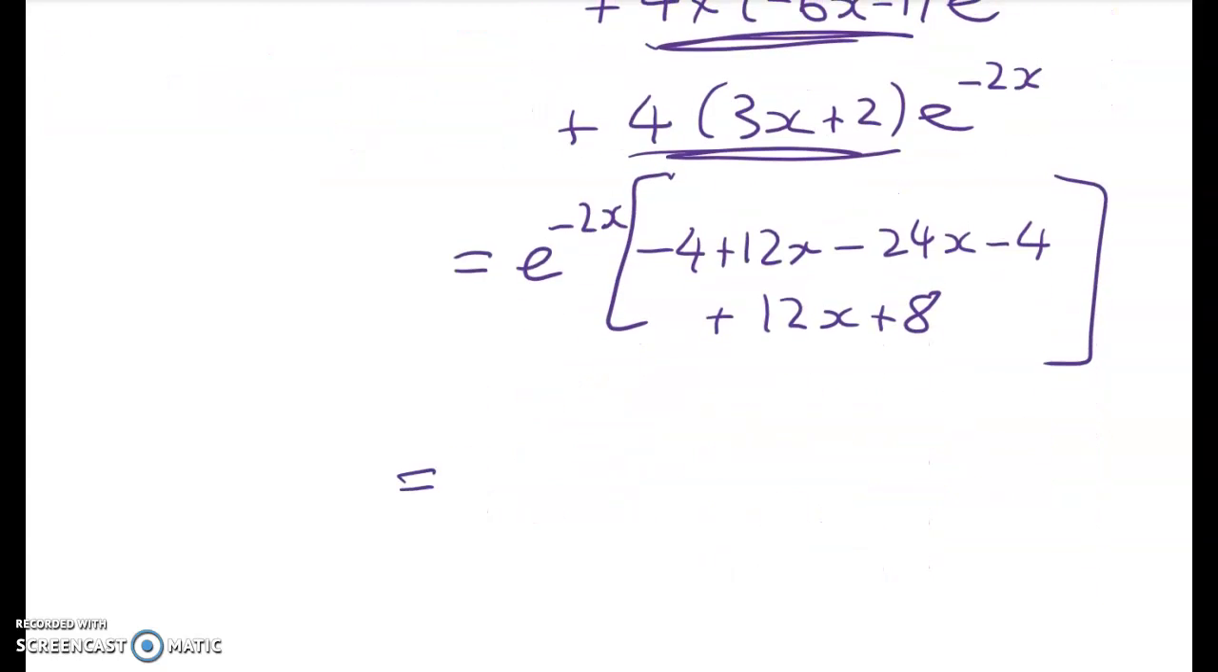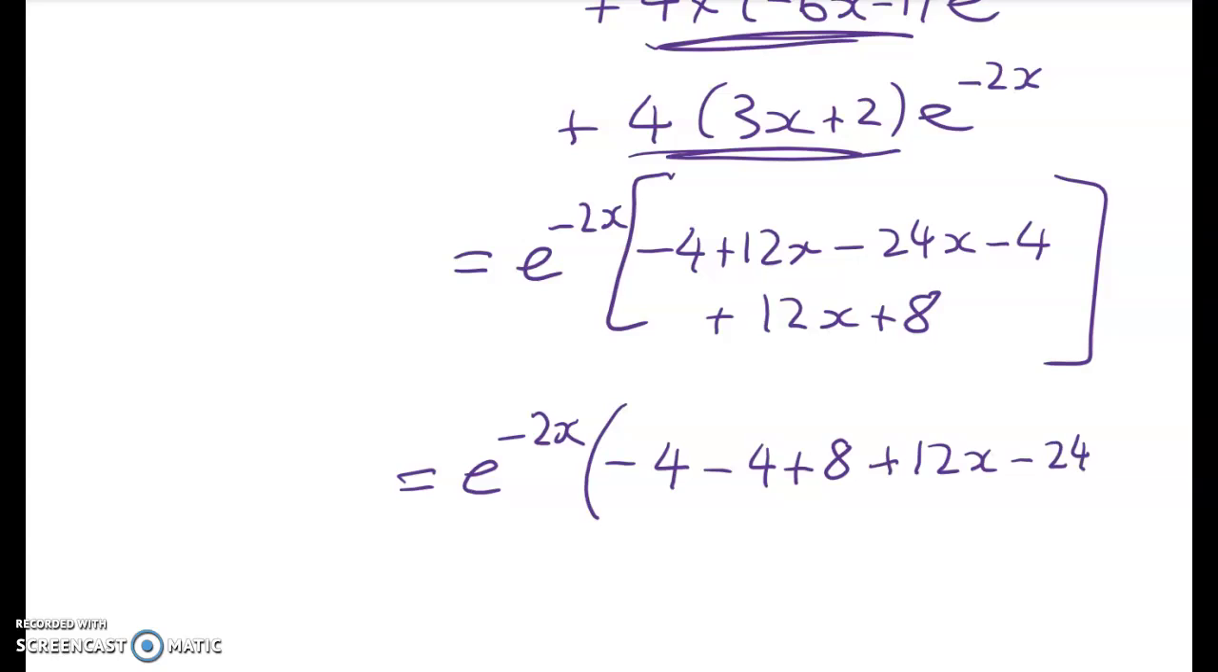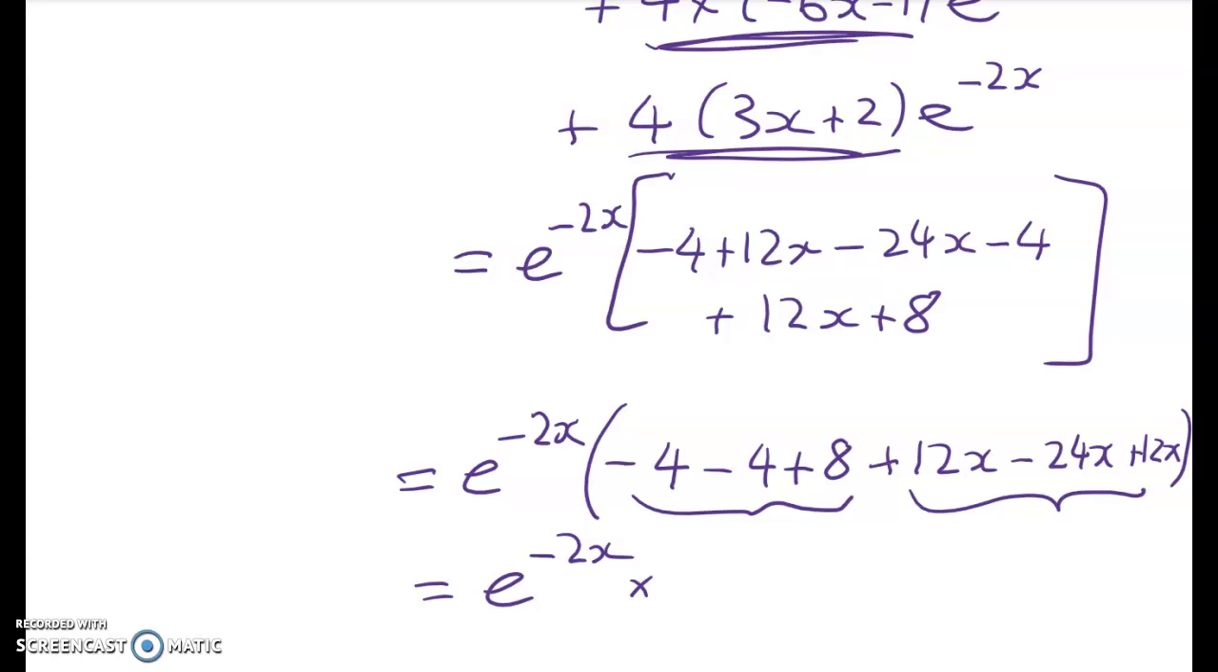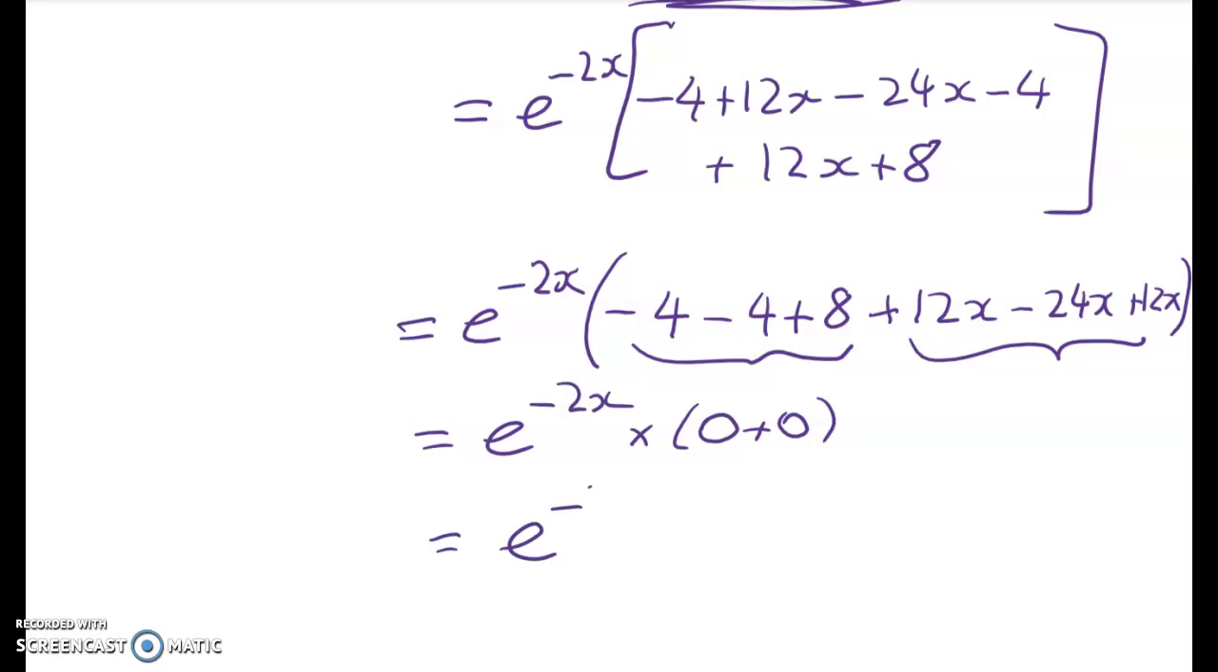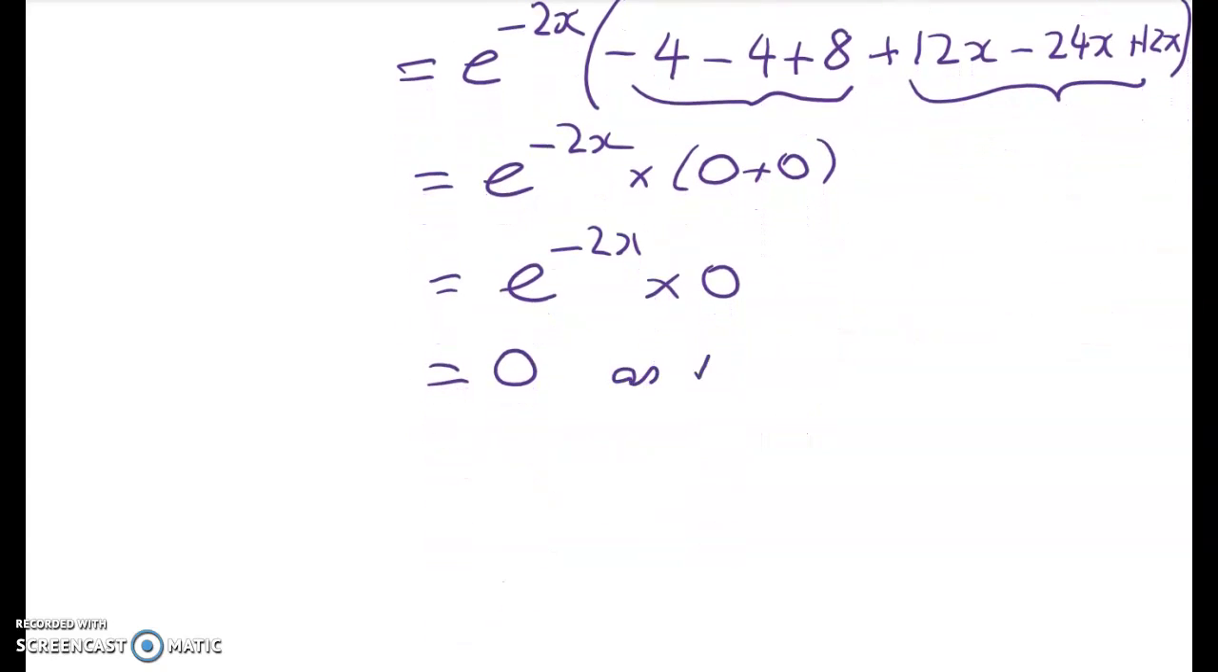Now I wouldn't jump quite to having it be equal to 0 yet. I'm being a little bit paranoid here because I'm in an exam, but I'm going to group similar terms. So we've got all of our constants, negative 4, take away 4 plus 8, plus 12x minus 24x plus 12x, which is equal to e to the negative 2x times, this is probably overdoing it now, times 0 plus 0, and that's equal to e to the negative 2x times 0, which is 0 as required.